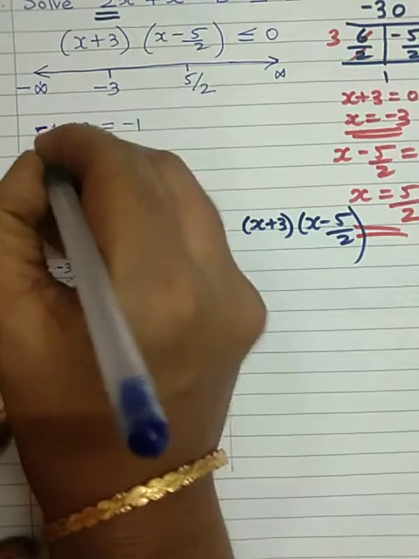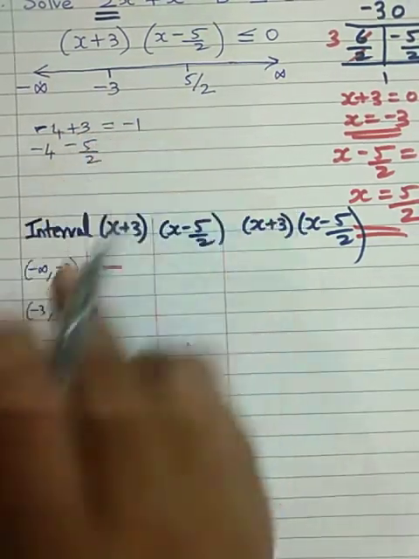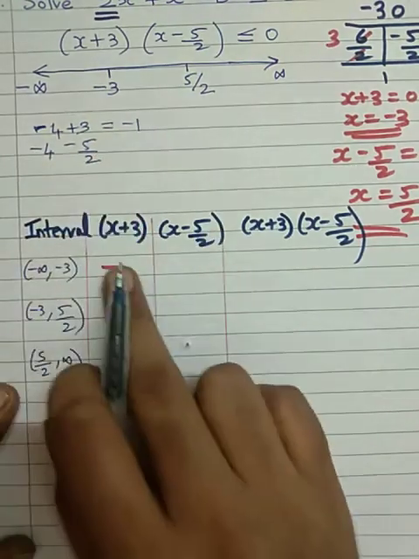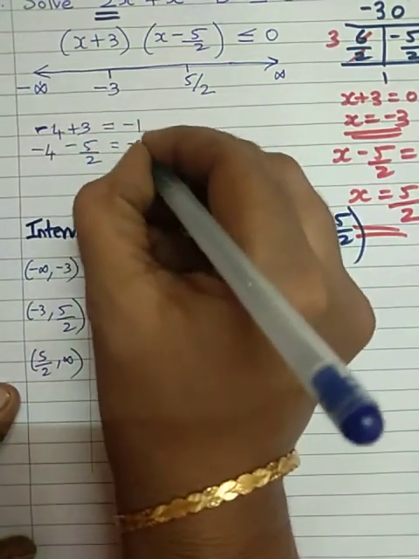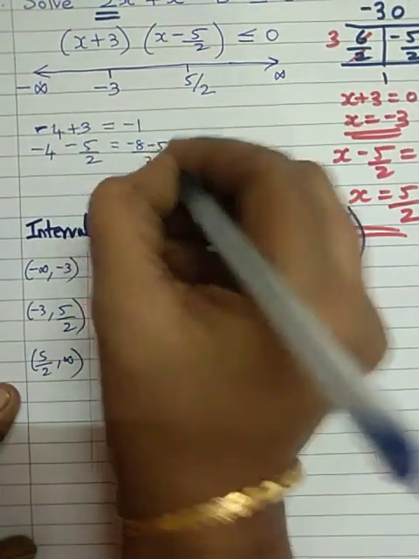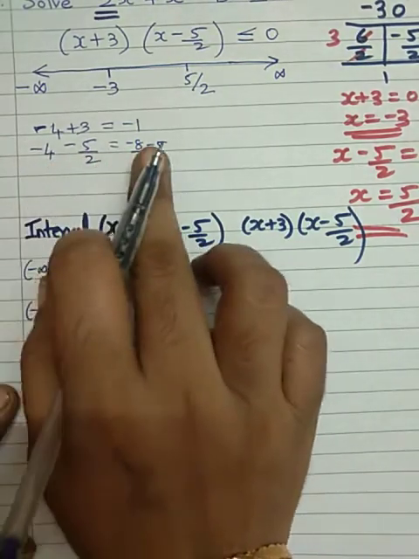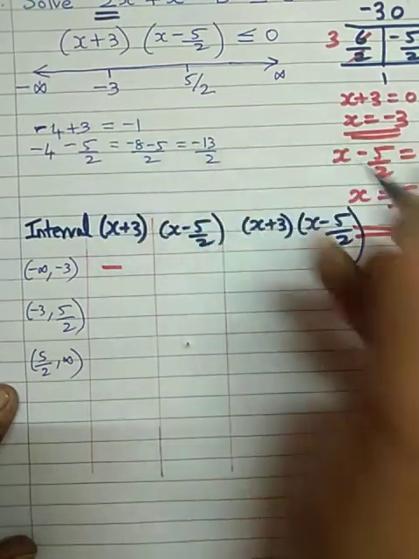We will have minus 4 minus 5 by 2. I have written here, where x is there, minus 4 minus 5 by 2. I have to simplify. So when I simplify, minus 8 minus 5 by 2. I hope you understood, we have taken the LCM. So minus 8 minus 5 by 2 is equal to minus 13 by 2.